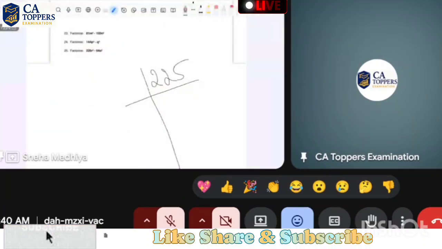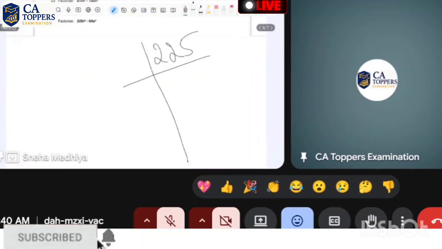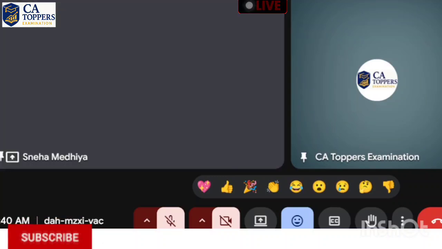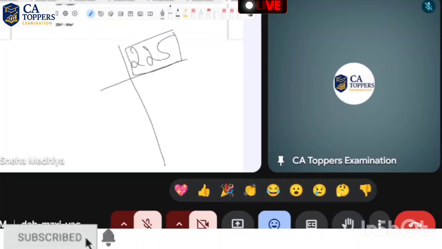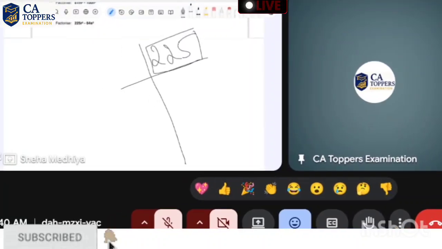So we need to factorize this. For finding the square root, the simple method is using prime factorization. How can we prime factorize it? Do you know prime factorization? That we solve the number using only prime numbers. Now 225, is it divisible by any prime number? Yes, ma'am. It is divisible by both 3 and 5, right?